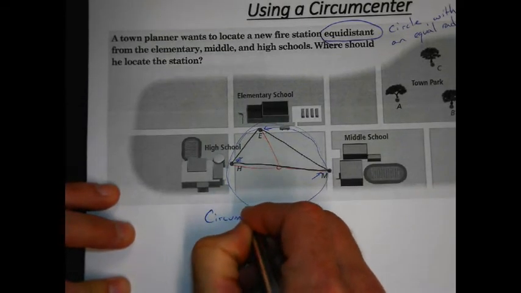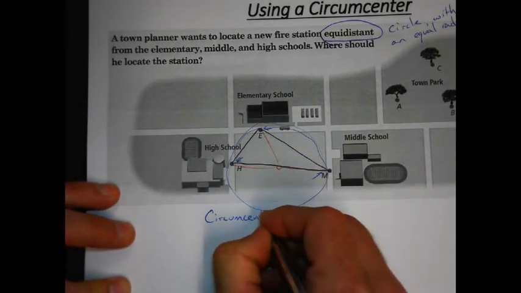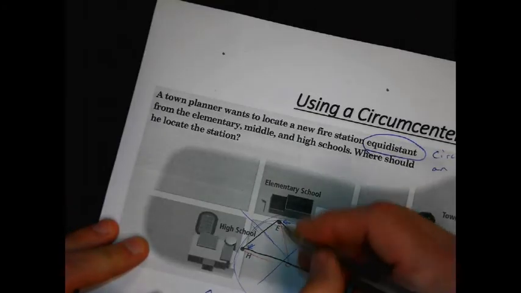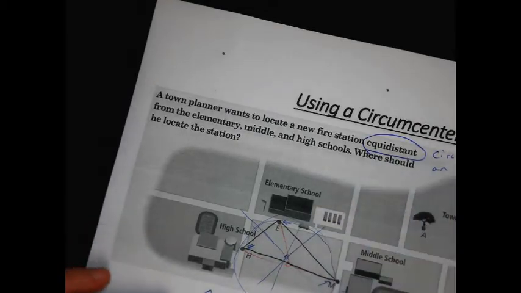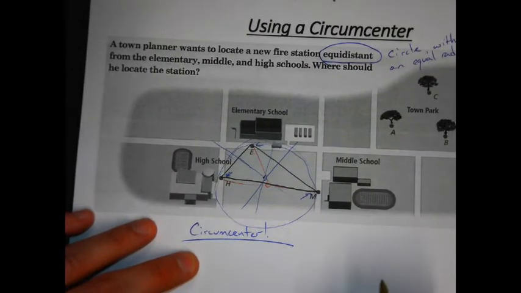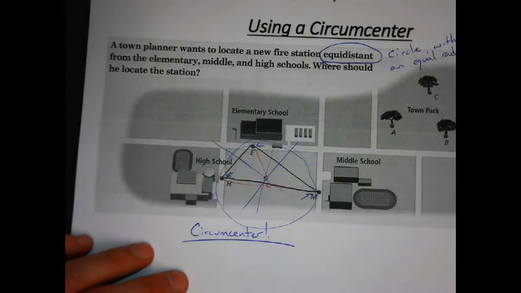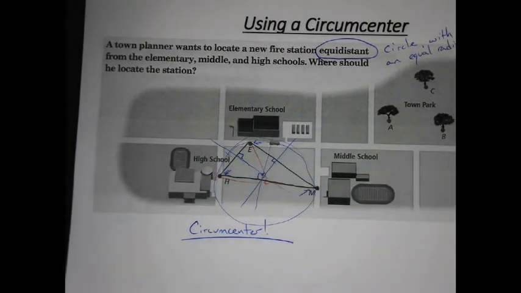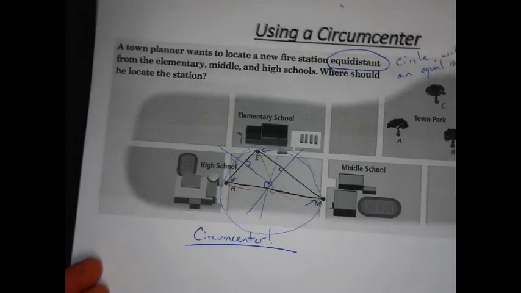So that's where he should locate the fire station. If we have the perpendicular bisector, right? If we found the perpendicular bisector of here, and then the perpendicular bisector of here, and then the perpendicular bisector of here, we would have the circumcenter, and that would be equidistant. Okay, so we want the perpendicular bisectors of each segment, and then we would find out exactly where the circumcenter would be. Okay, so in this case, we could use constructions or whatever.